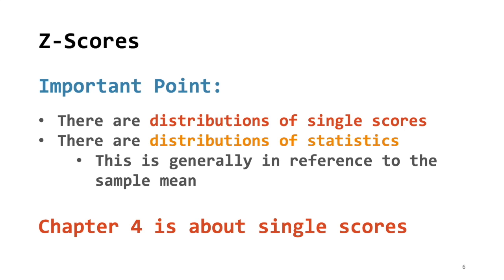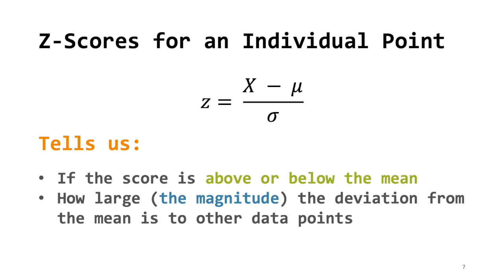As we talk about chapter 4, the very next thing we're going to cover, it's all about single scores, so single individuals. Chapter 5, when we get into that a little later, is going to be about distributions of statistics. So, a z-score for an individual point.